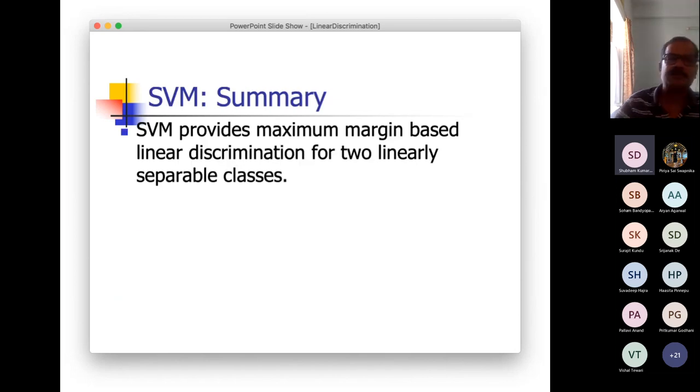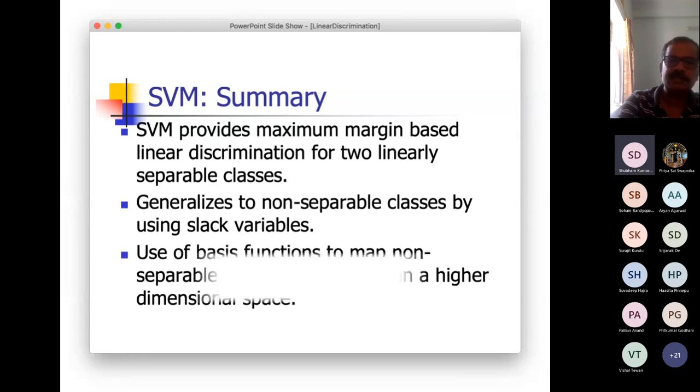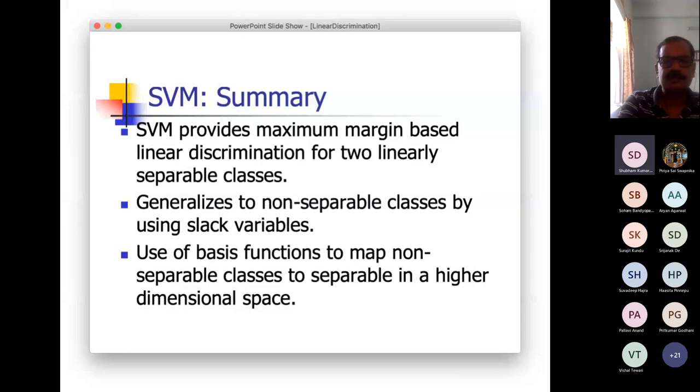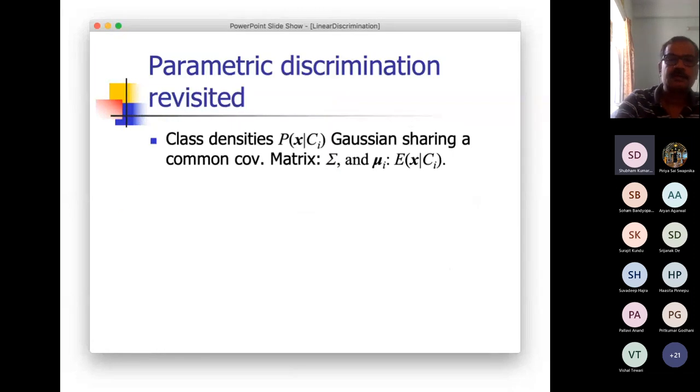So just to summarize whatever we discussed about the support vector machine, you can see that the support vector machine provides a maximum margin based linear discrimination for two linearly separable classes, and the approach can be generalized even for non-separable classes by using slack variables, or even you can use basis functions to map non-separable classes to make them separable in a high dimensional space. Then if you use kernel functions, this computation becomes simple. So do you have any questions till this?